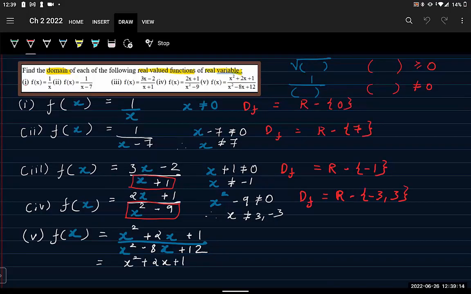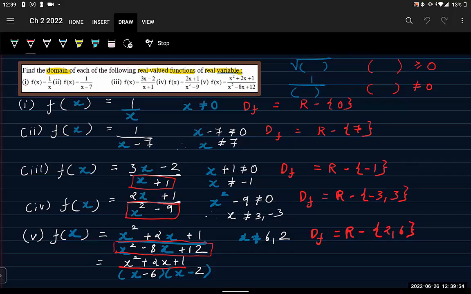We are just interested in the denominator, which should not be equals to 0. So the factors of the denominator can be x minus 6 into x minus 2. So these factors should not be equals to 0. We can say x should not be equals to either 6 or 2. So we can say the domain of this function would become all real numbers except 2 and 6.